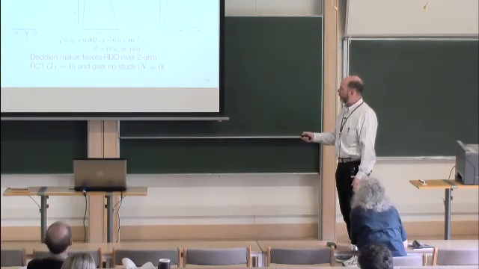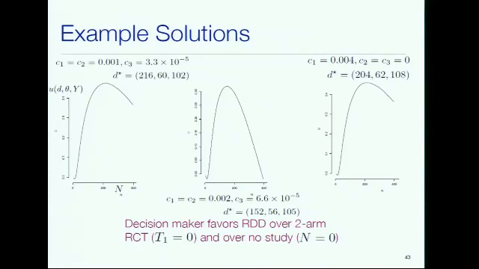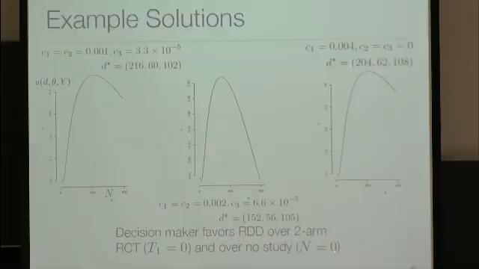And in this case, the decision maker will favor a randomized discontinuation design over just a randomized upfront 2-arm design, and also over no study where n is equal to 0.